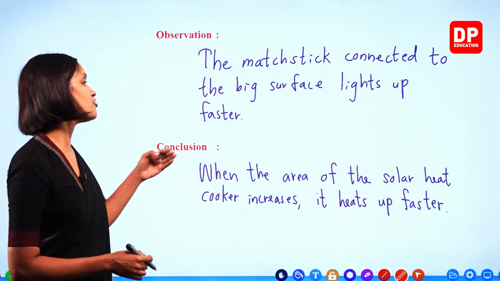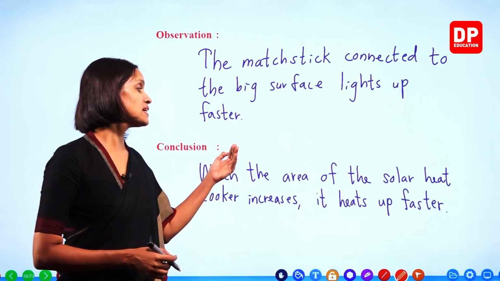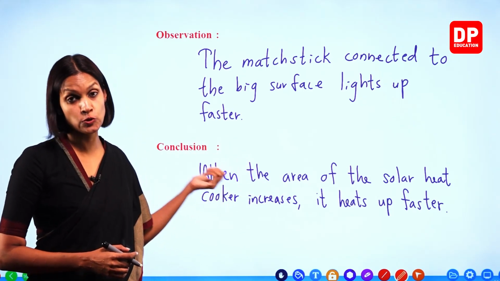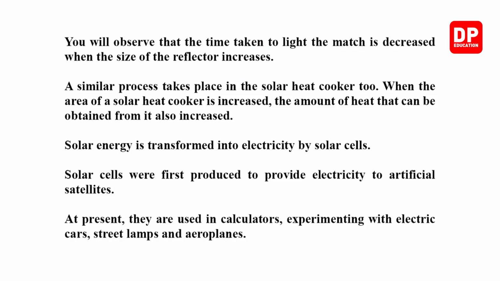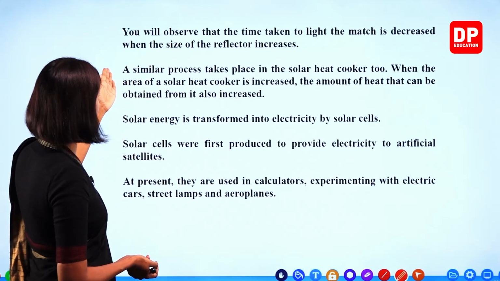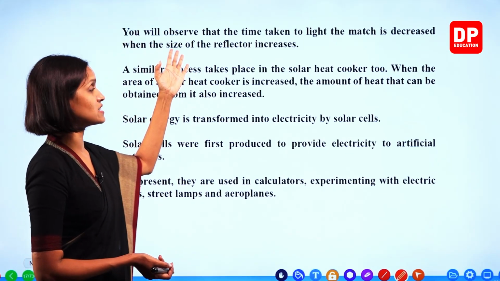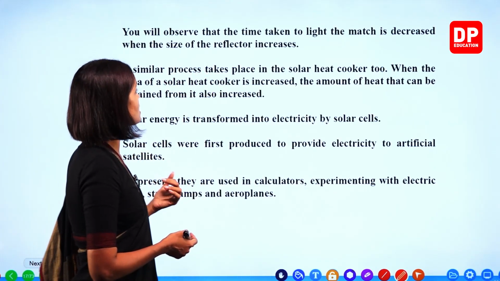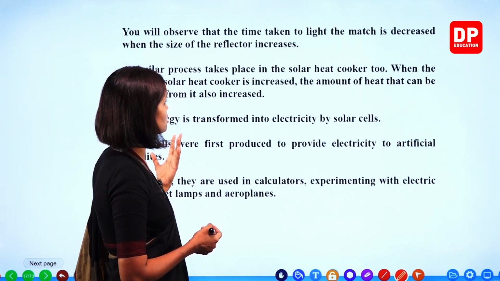Right? When the area of the solar heat cooker increases, it heats up faster, and then what happens to the efficiency? Efficiency is also higher. Right? So here the same thing, you will observe that the time taken to light the match is decreased when the size of the reflector increases. Okay? A similar process takes place in the solar heat cooker too.